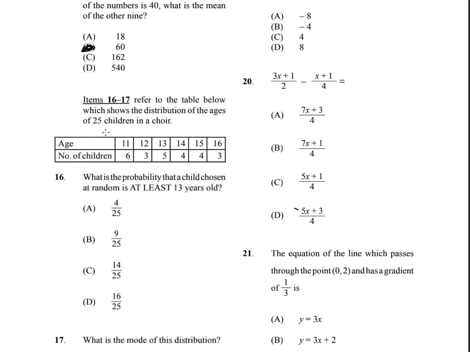Items 16 to 17 refer to the table below, which shows the distribution of the ages of 25 children in a choir. Now this is a probability question. What is the probability that a child chosen at random is at least 13 years old? Looking at these numbers, at least 13 years old, and then we have the most that we can get, i.e. the number of kids is 25. We can definitely tell that the answer for 16 is D.